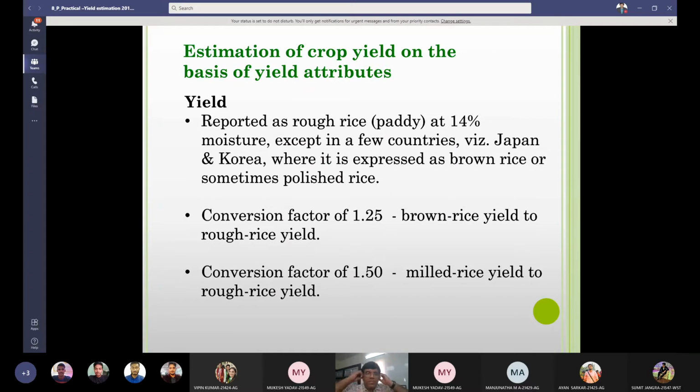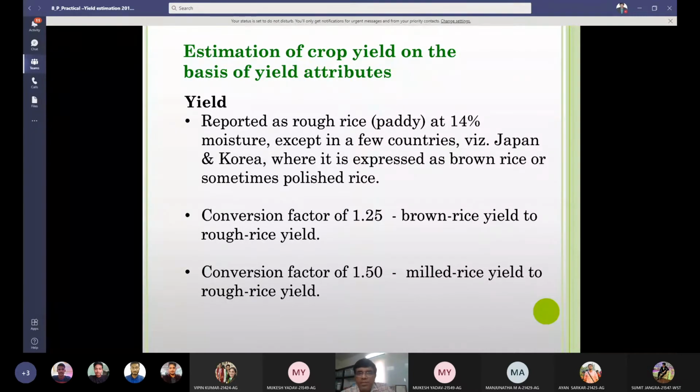So, estimation of crop yield on the basis of yield attributes. I think yield attributes are very, very important. Many times scientists or students record the data on yield attributes. However, their proportionate contribution may be different.